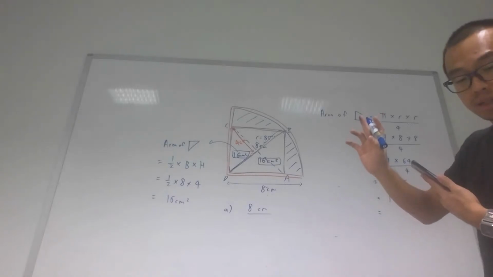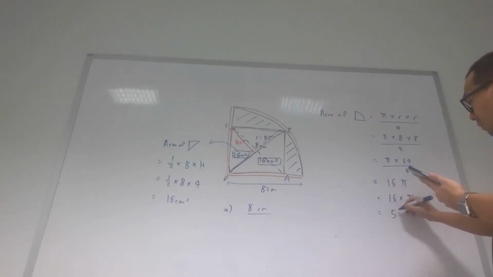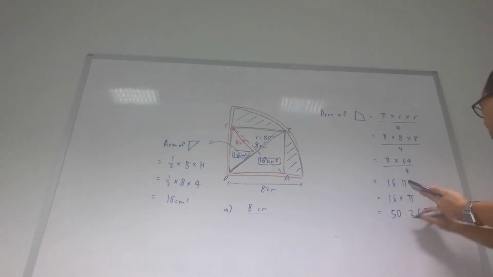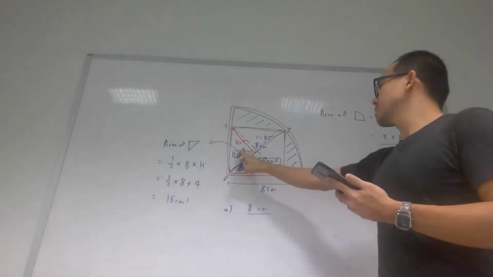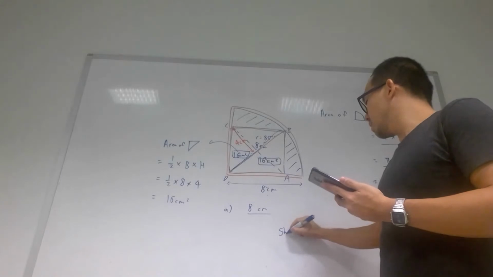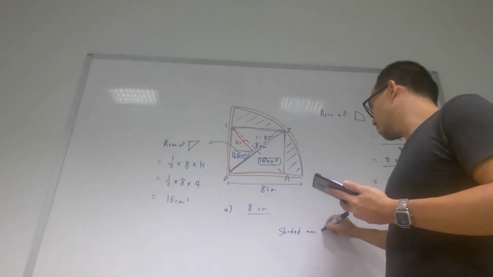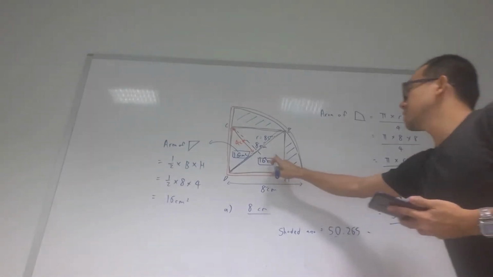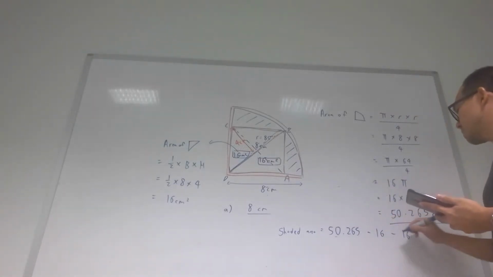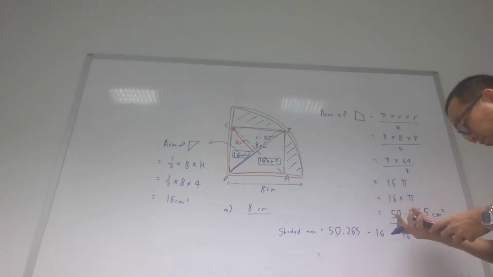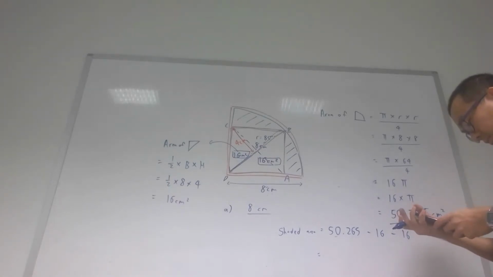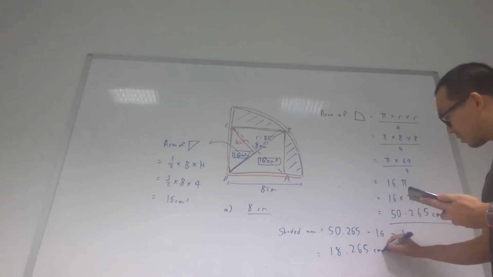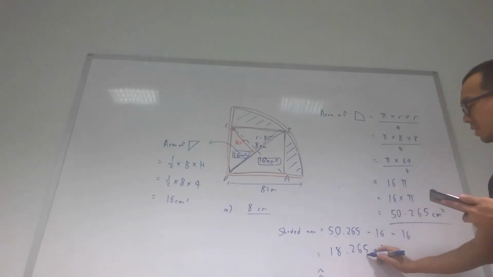Okay, they ask for two decimal places, right? Give 3 then. 50.265 square centimeters. So all you have to do is take away 16 and 16. Shaded area equals 50.265 minus 16 minus 16, which equals 18.265.